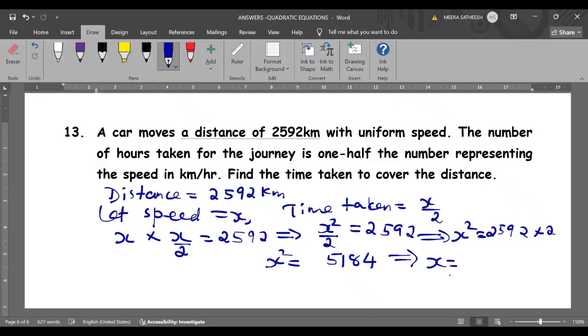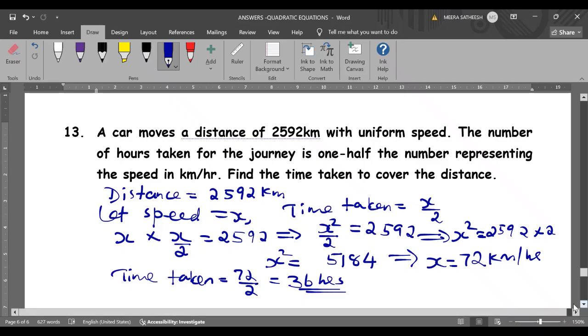X equal to, how can you find the square root easily? 5,000 is between which two squares? See, 60 square is 3,600, 70 square is 4,900, 80 square is 6,400. So it is between 70 and 80, and very near to 70 because 49 to 51, very near. Ending in 4, so 72 can be. So try. So 72 is the answer. X equal to 72 kilometer per hour. We have to find the time taken, no? So time taken equal to 72 by half, so 36 hours. 36 hours. Next one.